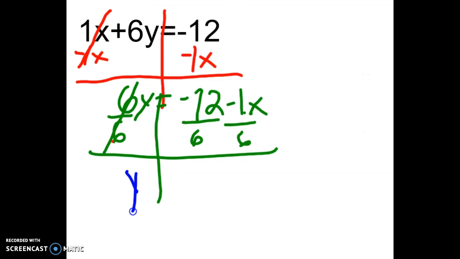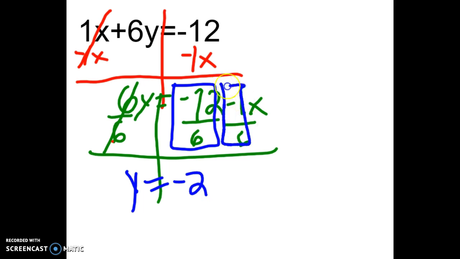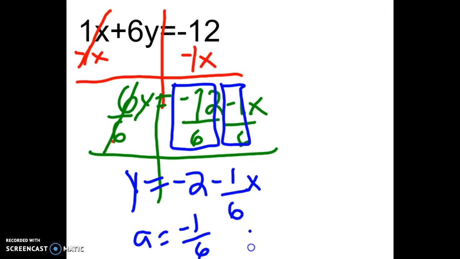You are going to have y equals, and then I need to simplify, negative 12 over 6, which is negative 2. And then I have negative 1 over 6. That doesn't reduce, so it stays negative 1 over 6 x. Don't forget your x. So my slope is going to be this negative 1 over 6, and my y-intercept is going to be negative 2. Okay? If you look at your worksheet, this problem is very similar to number 1. And if you watch these steps, it'll help you do number 1.